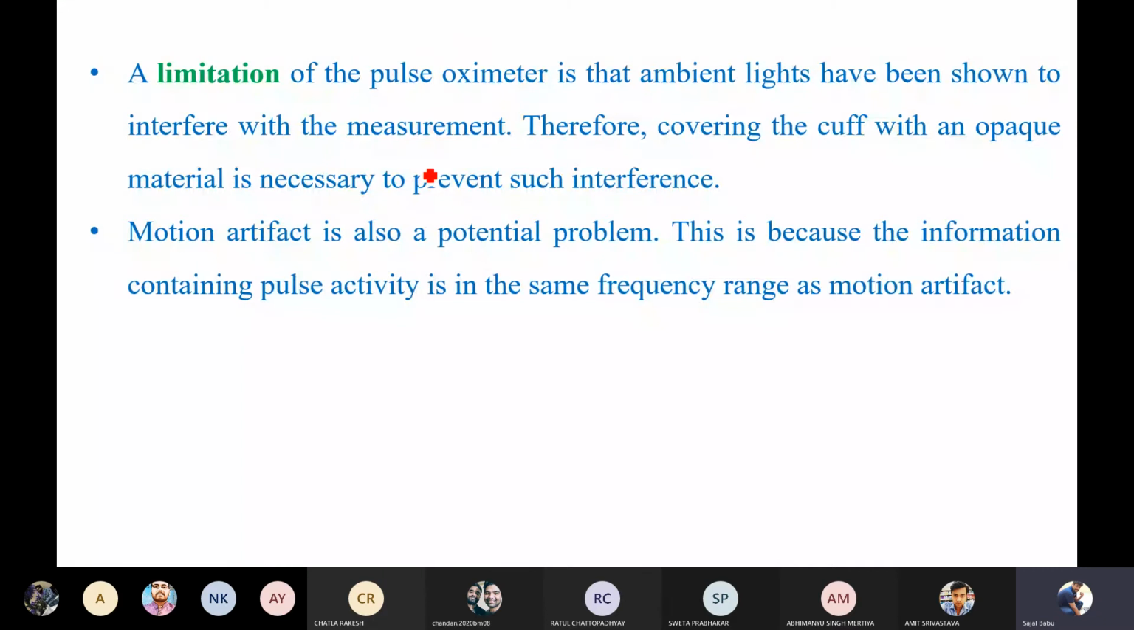Then what are the limitations of the pulse oximeter? The only limitation is ambient light. If you are measuring pulse oxygen in an open environment with ambient light, such as light from the sun, it may affect your reading, because the pulse oximeter works on red and infrared light absorption. The LED emits and the detector detects that.